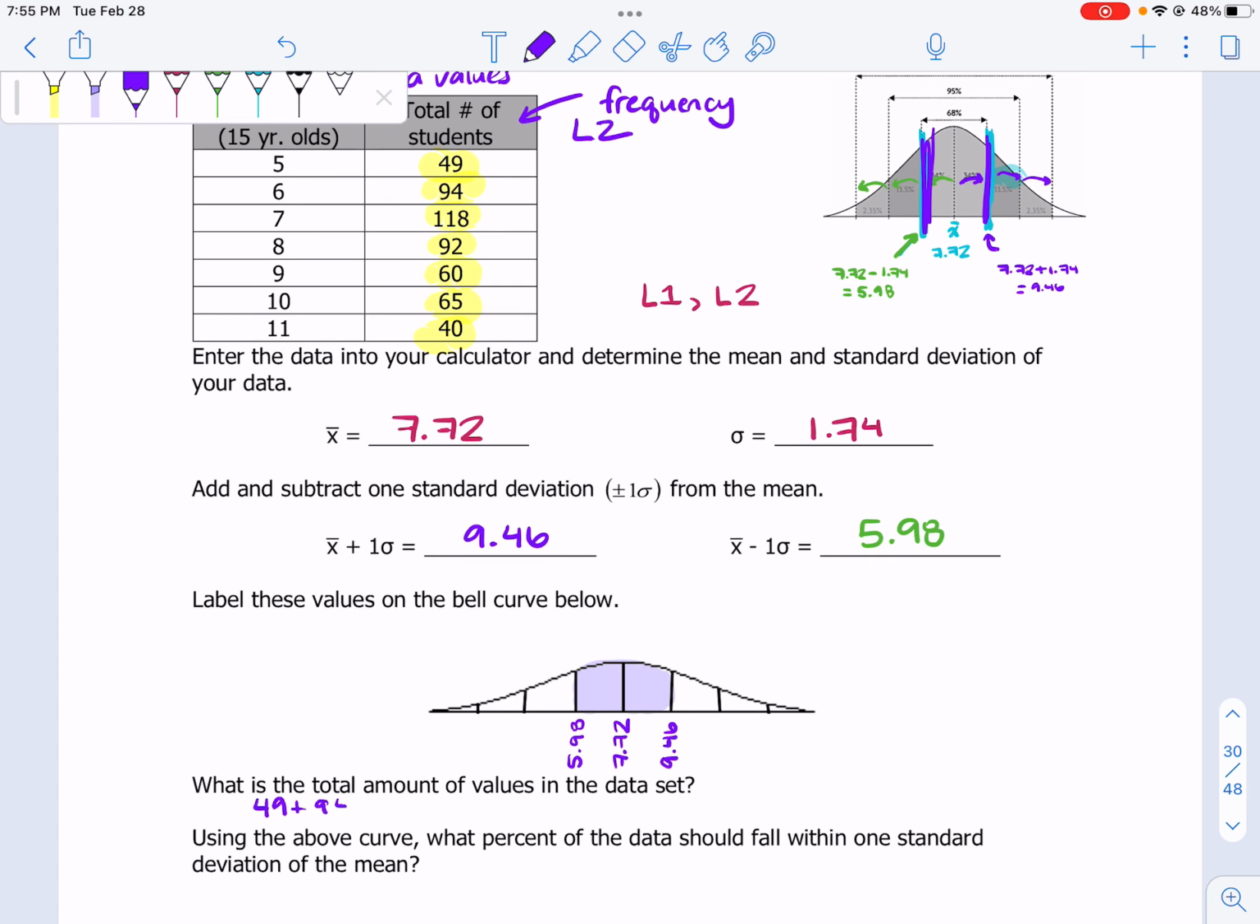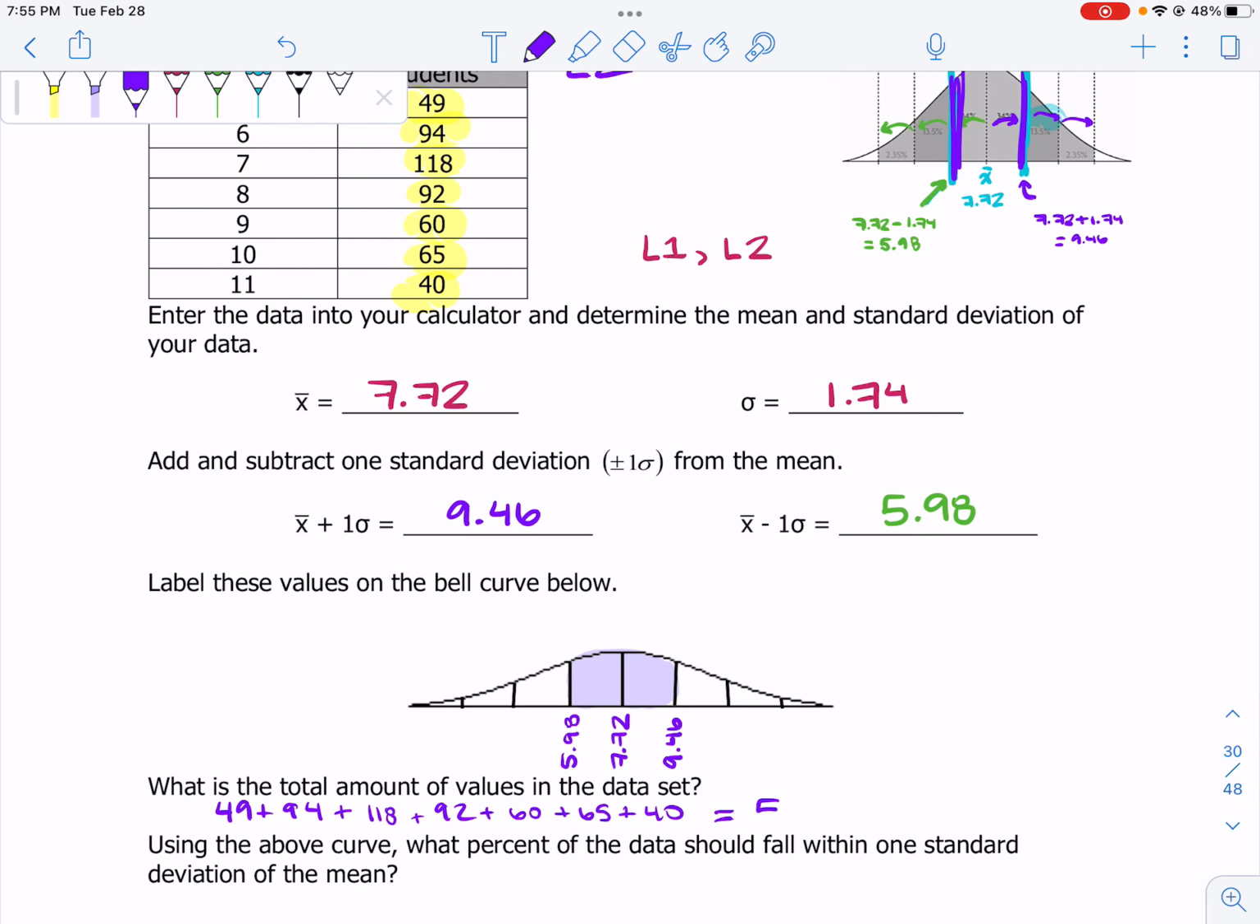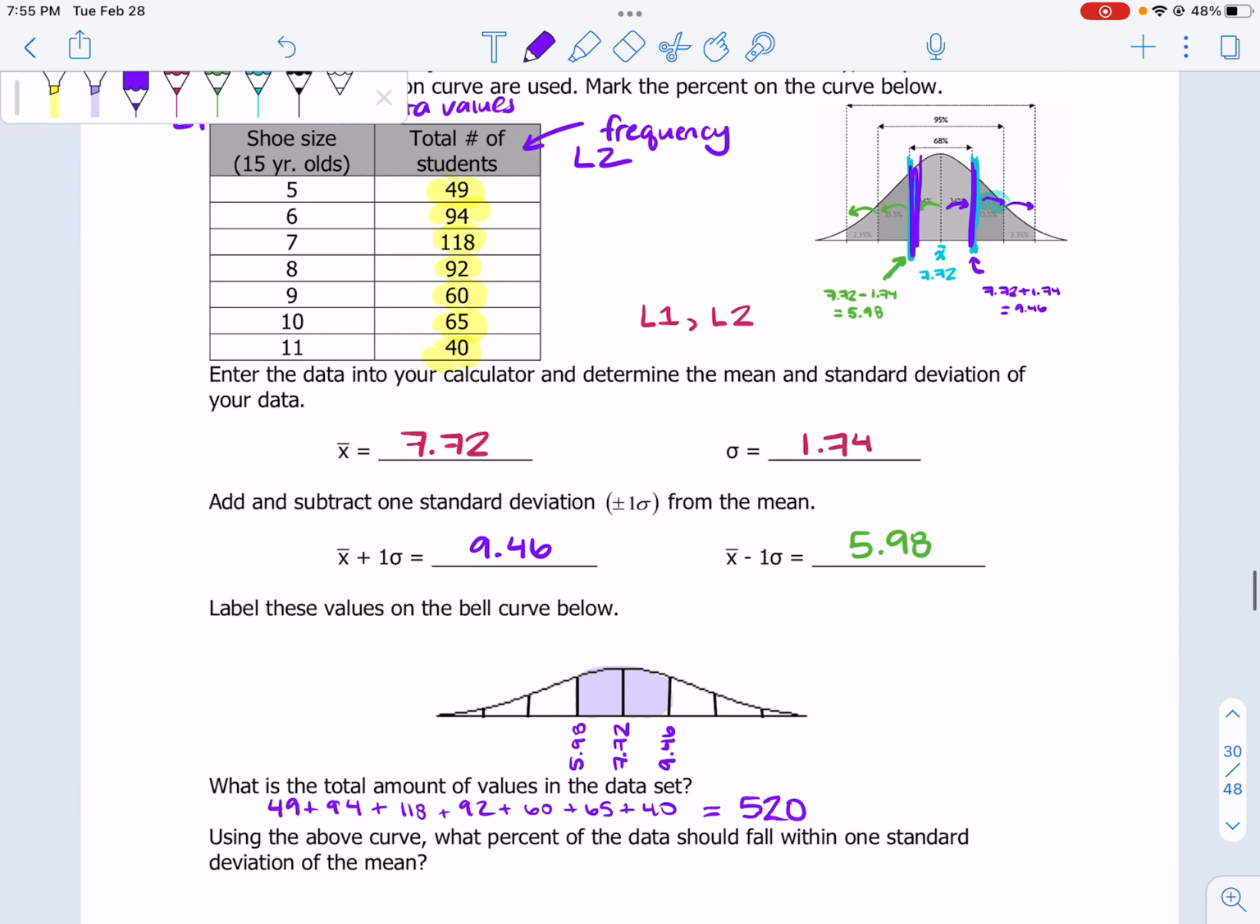49 plus 94 plus 118 plus 92 plus 60 plus 65 plus 40. It's every single data value within that data set, and that should give me an answer of 520. So there was a total of 520 students that were surveyed. That's the denominator when I determine that percentage.